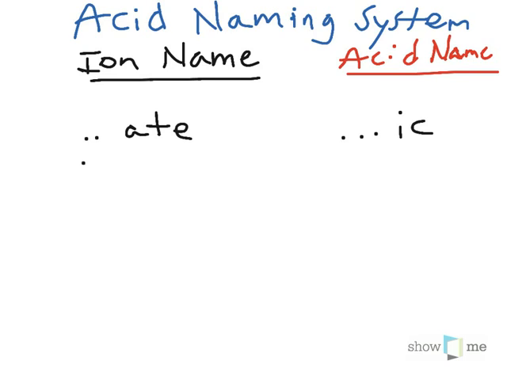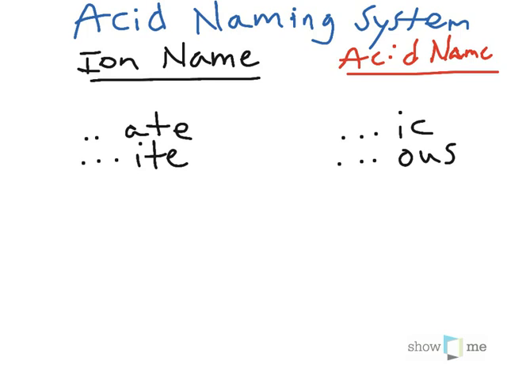Okay, now once you know that, everything kind of stems from that spot. If I happen to find something that is an ite ion, so let's say it's hydrogen nitrite or hydrogen sulfite instead of sulfate, ite becomes an ous acid, and these are the two most common ones when you're dealing with polyatomic ions. So for example, sulfite would become sulfurous acid.